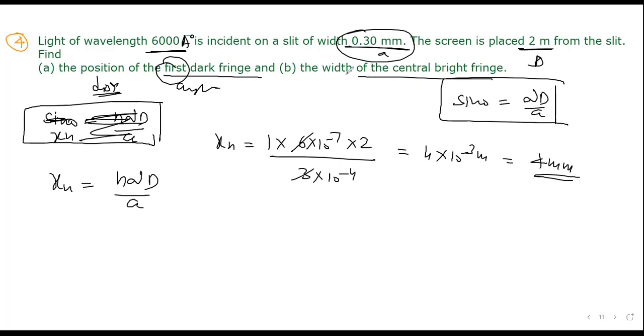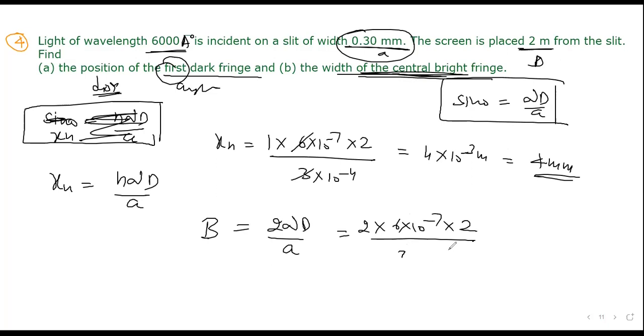Okay, here one more question they're asking: what's the width of the central maxima? Beta they're asking, which is 2 times lambda D by a. This is the width of your central bright fringe. So 2 times lambda, given 6 into 10 power minus 7, distance is given 2 meter, and a is given 3 into 10 power minus 4. This goes 2 times, so this becomes 8 into 10 power minus 3 m, 8 mm. This is the width of the central maxima. Okay, let's move to the next question.